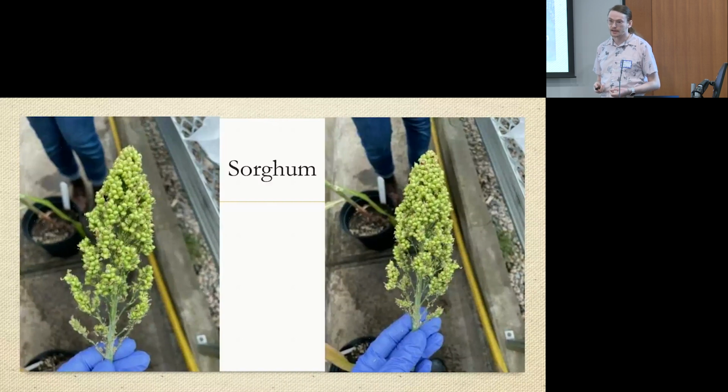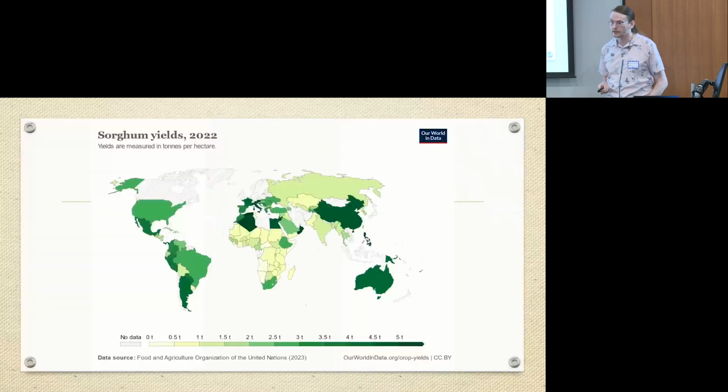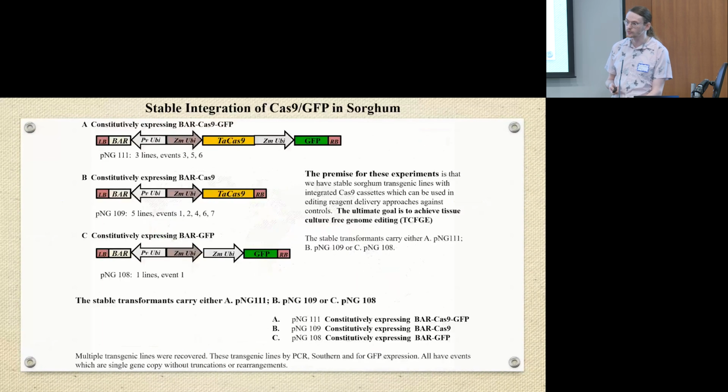But so this is an important food source for several parts of Africa and Asia, and it is also a crop of interest for the DOE as a potential biofuel. So what we do in our lab is we do traditional agrobacterial transformation, and we do this on those immature embryos.